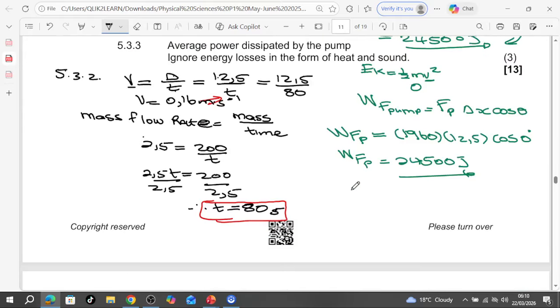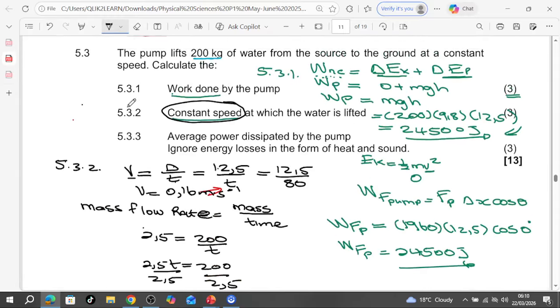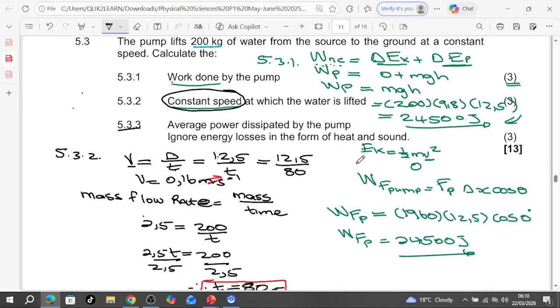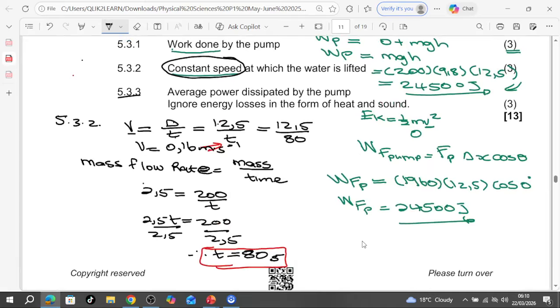Right. So now, oh, was this the last question? Nope, there's still 5.3.3. Calculate the average power dissipated by the pump and ignore the energy losses in the form of heat and sound. So when they want the power, I'm just going to first do my data on that. For 5.3.3, I'm just going to check that they need power.